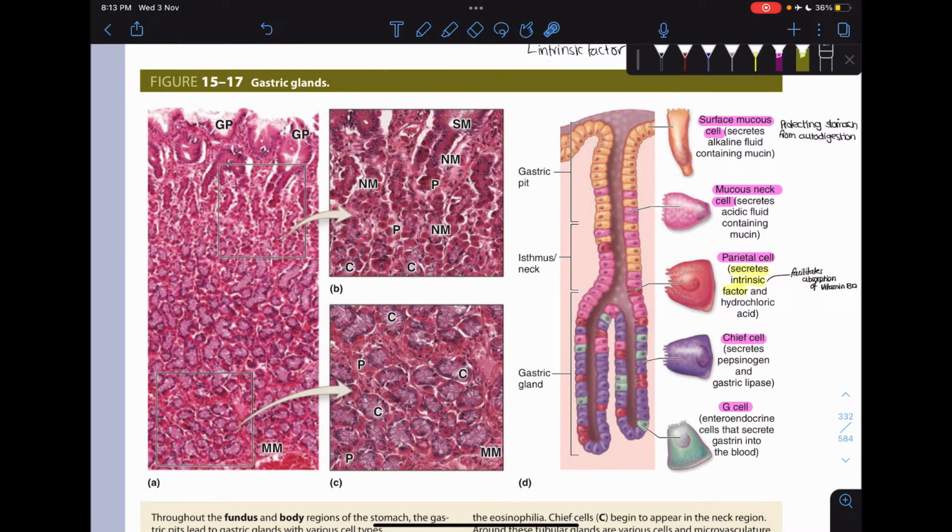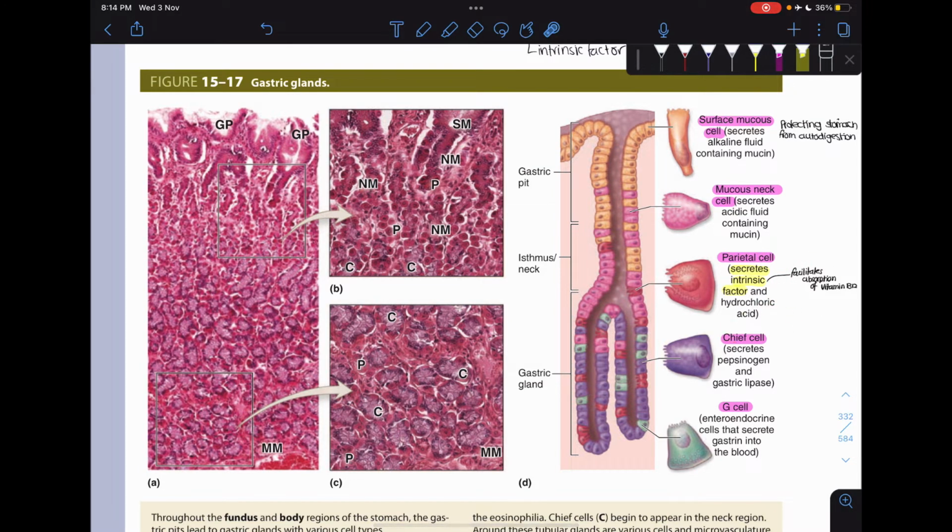So this is the gastric pit, and the isthmus or the neck, and the gastric gland. We have surface mucous cells first in the gastric pit, and they secrete alkaline fluid containing mucin. The alkaline fluid protects the stomach from autodigestion. We also have mucous neck cells, which secrete acidic fluid containing mucin. We also have parietal cells, whose main function is to secrete hydrochloric acid, and they also secrete intrinsic factor, which is responsible for facilitating the absorption of vitamin B12.